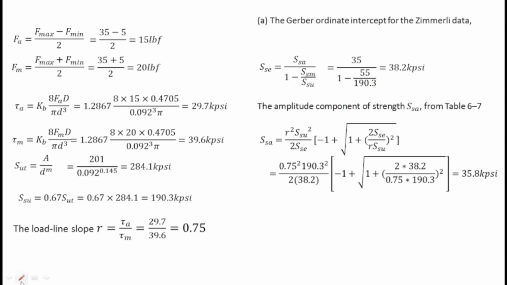And in the previous lecture, I told you about, let's say this is SSE and this is SSU. This is the Gerber parabola. Let's say if you are at this point, then you draw a straight line like this such that it will pass through the Gerber parabola. So if you drop down a line on the horizontal axis, so this is the tau A, and from this point if you drop down a line, this will be SSA.